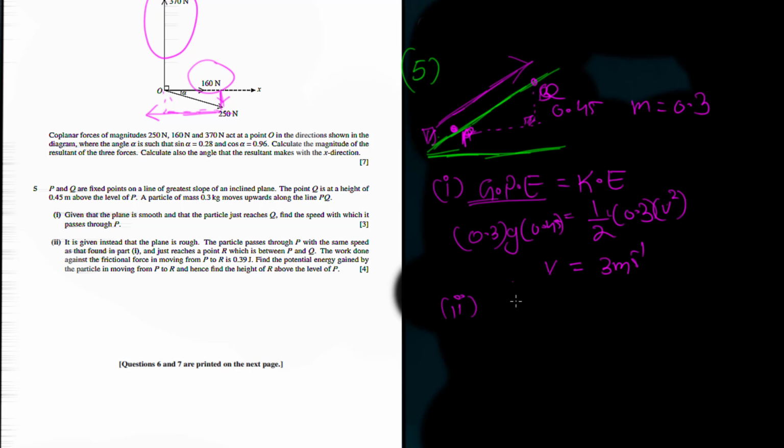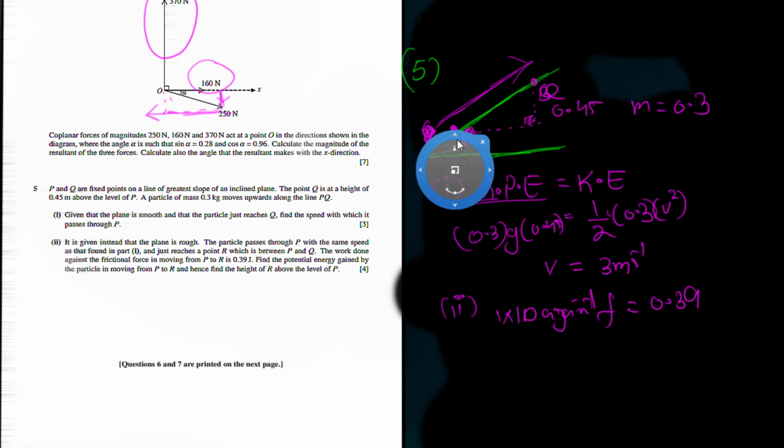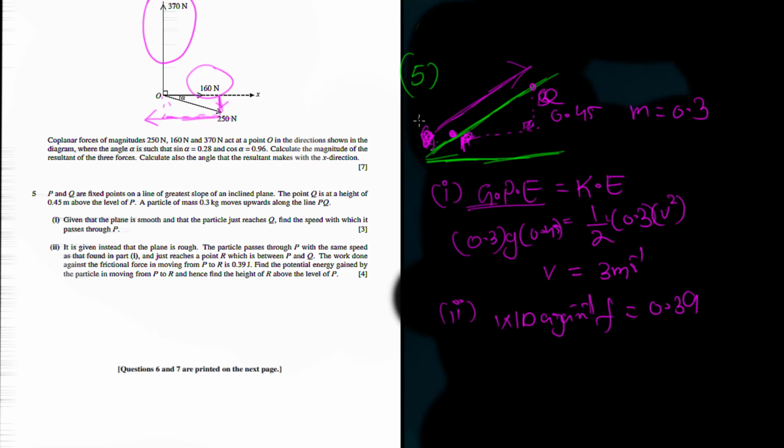The work done against friction is given to be 0.39 joules. Basically the question is that you have an object which is slid from point P to point Q. The surface is rough, therefore the object comes to a stop somewhere in between P and Q. The question is, what is the height of this point relative to P? How far is it in terms of height from P?